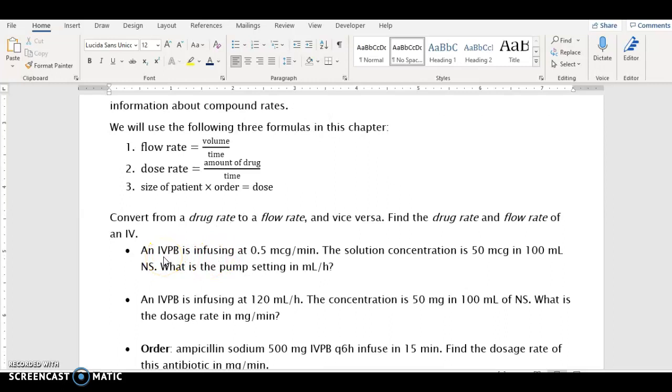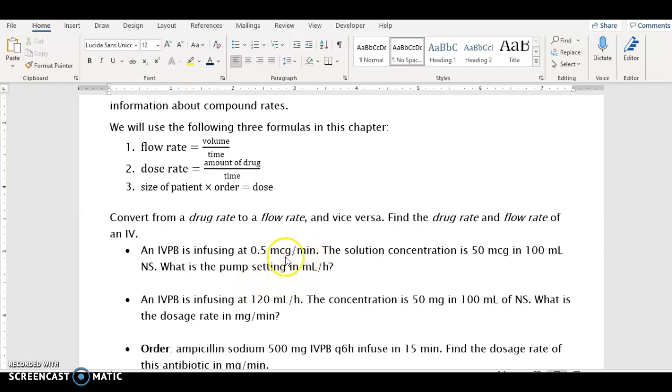In our first example, we have an IV piggyback that is infusing at a rate of 0.5 micrograms per minute. Again, this is a rate. In fact, this is a drug rate, because remember, flow rates are usually given in drops per minute or milliliters per hour. So we know that this represents a drug rate. The solution concentration is 50 micrograms in 100 milliliters of normal saline. The question is, what is the pump setting in milliliters per hour?